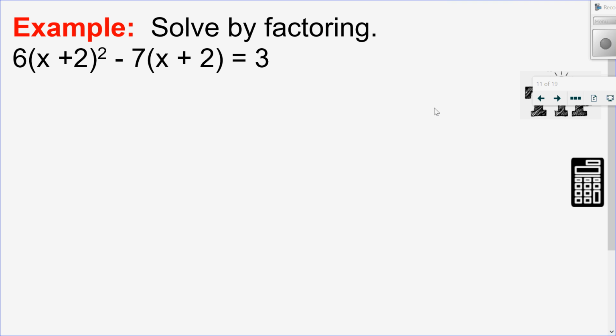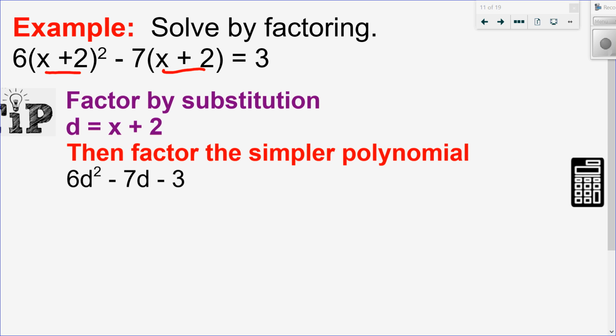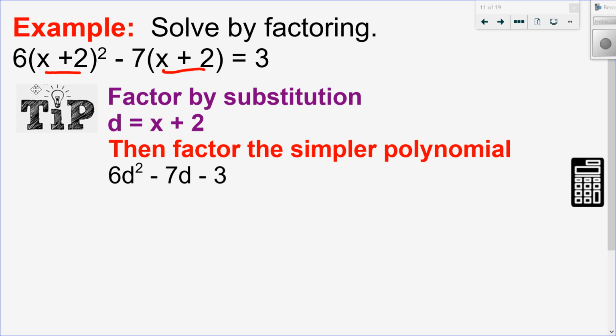Okay, let's look at this one here. This one looks complicated, and the temptation is to start to expand and group like terms. But if you notice, I have an x plus 2 that's squared and an x plus 2 by itself. So my tip is we're going to factor this by substitution. Instead of using this big polynomial, I'm going to substitute d for x plus 2. And instead, I'm going to factor 6d squared minus 7d minus 3. And then in the end, remember that I have to substitute it back.